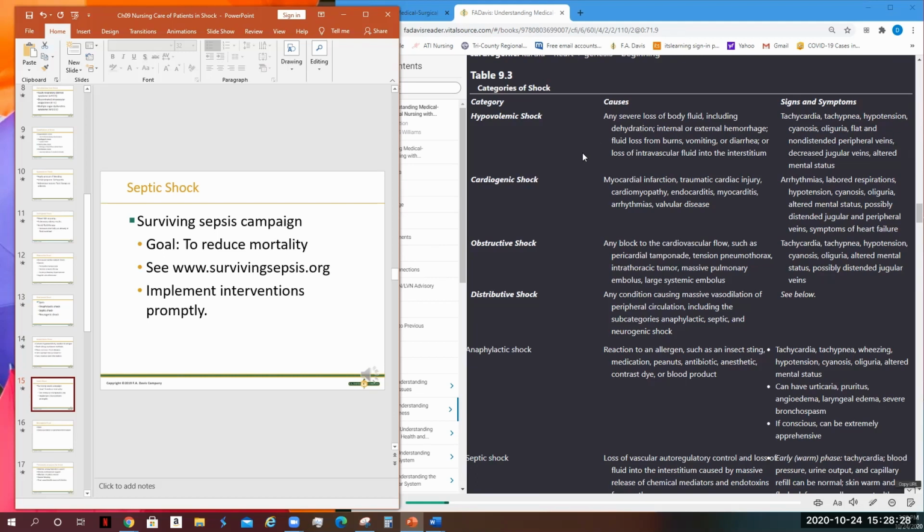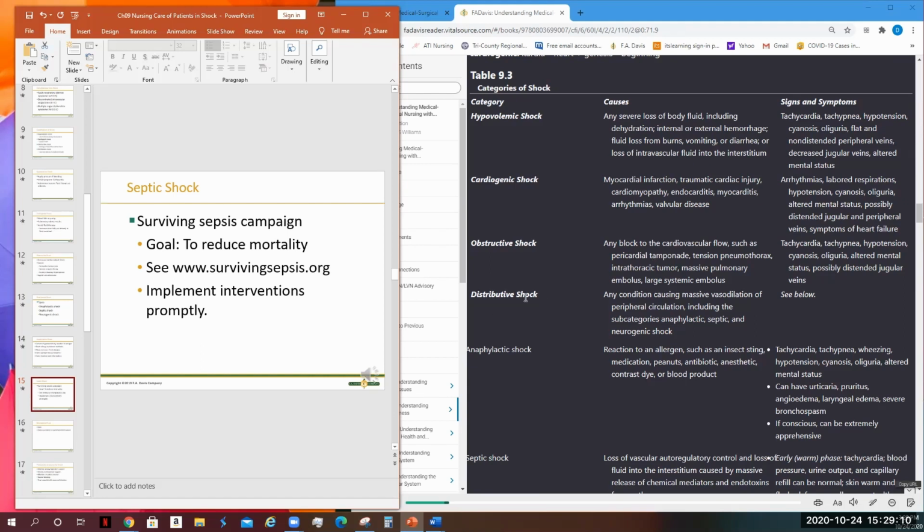Obstructive shock would be any block to the cardiovascular flow, such as pericardial tamponade, tension pneumothorax, intrathoracic tumor, massive pulmonary embolus, or a large systemic embolus. The signs and symptoms of obstructive shock include tachycardia, tachypnea, hypotension, cyanosis, oliguria, which is reduced urination, altered mental status, and possibly distended jugular veins.